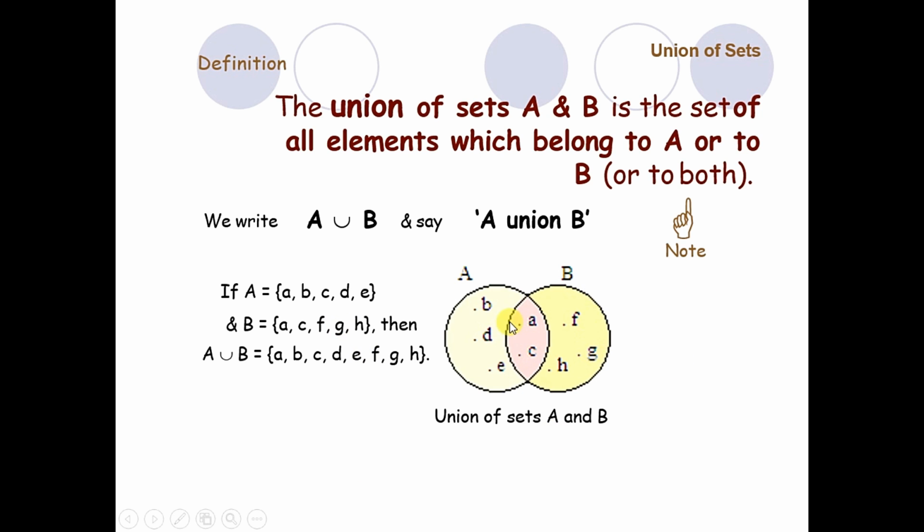For more emphasis on that relationship, here is an example. We have here two circles, two sets, in which A has a, b, c, d, and e, while B has a, c, f, g, and h. Now, if we consider the union of A and B, then we get all the members inside A and B. So we have a, b, c, d, e, f, g, and h. That is how we consider the union of sets.